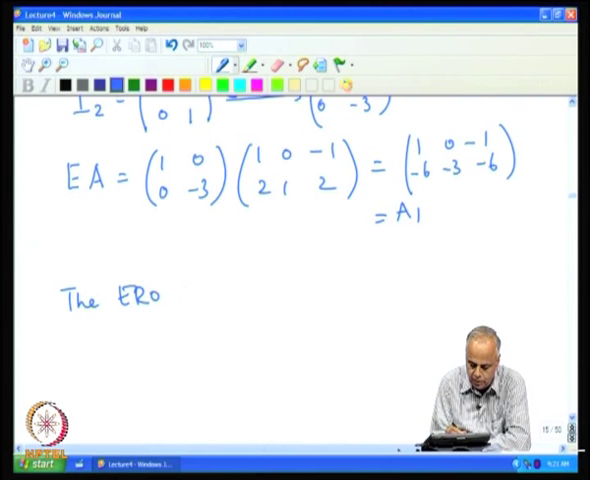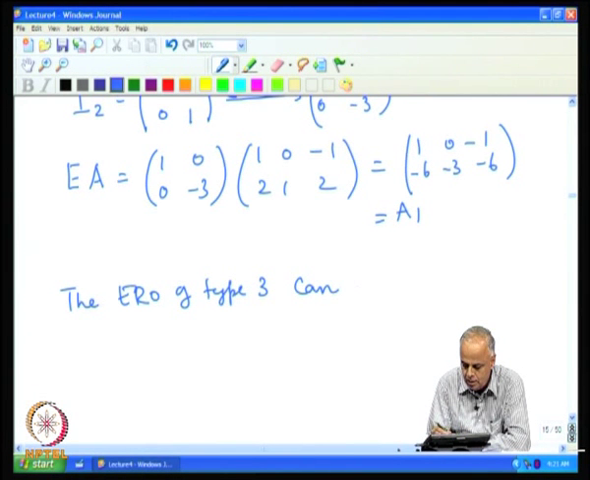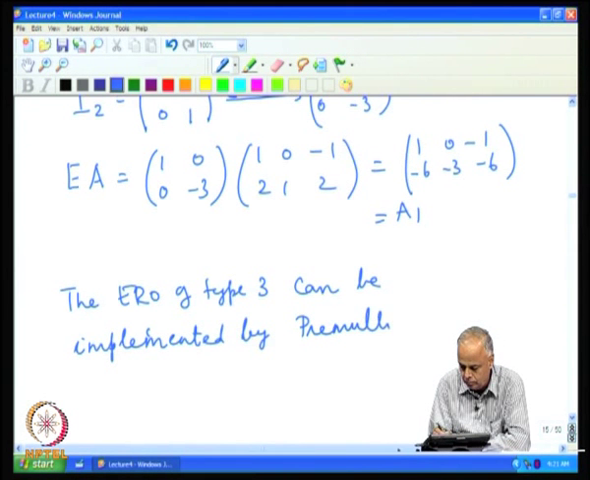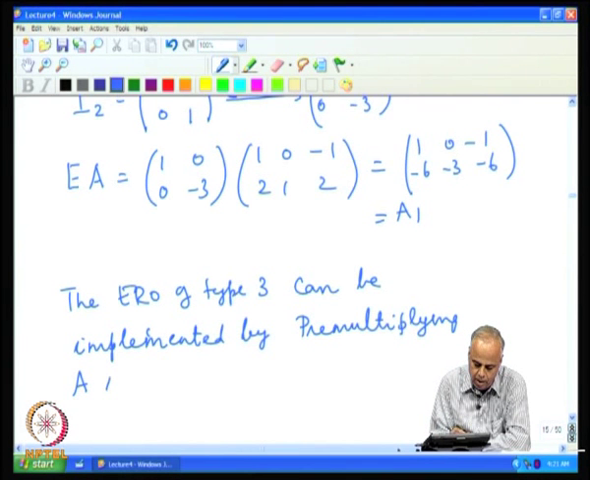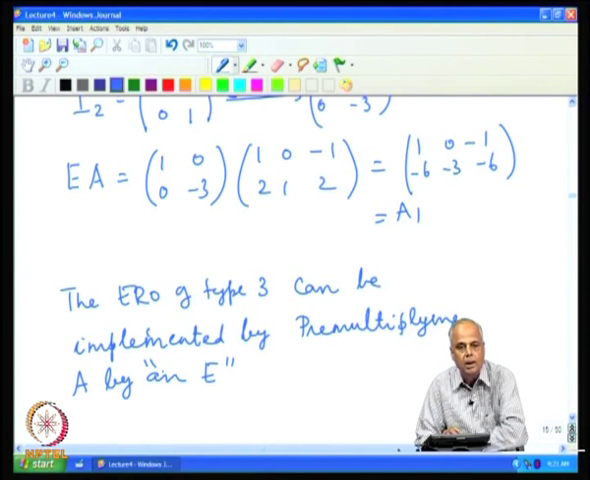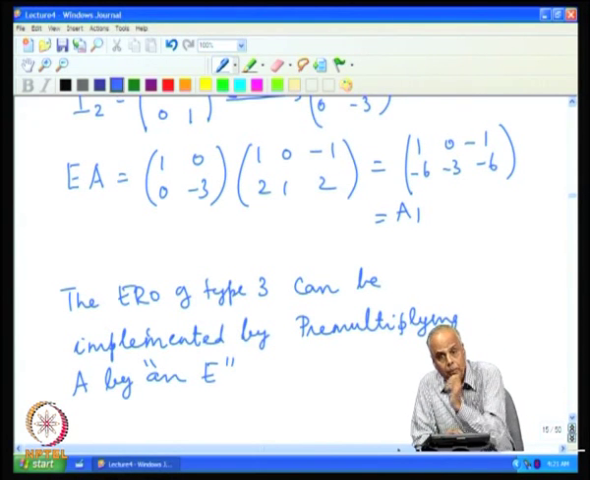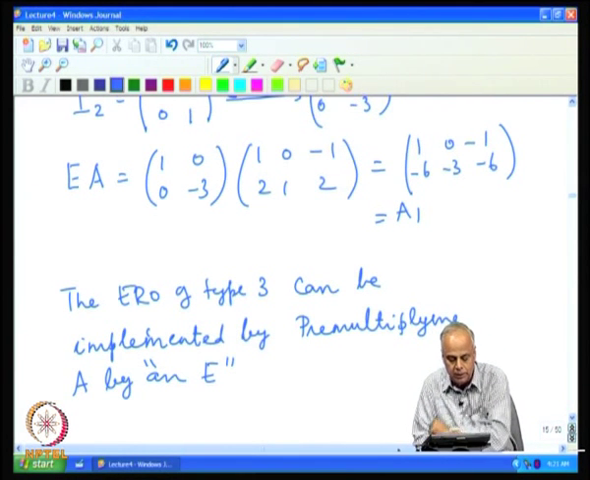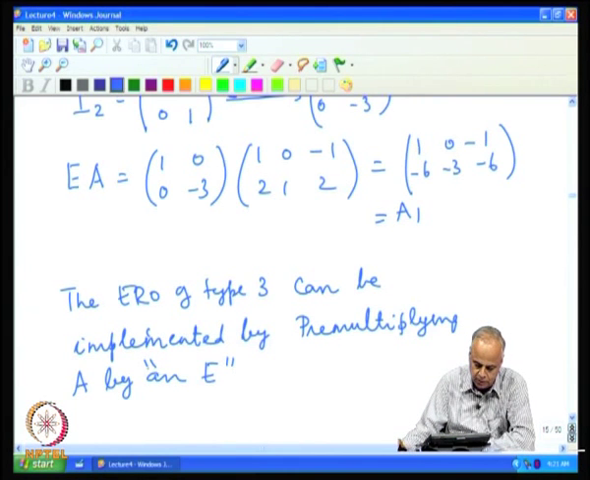So, once again the ERO of type 3 can be implemented or effected by pre-multiplying A by an E. We know what is meant by an E. Take the identity matrix and apply the same transformation to the identity matrix.